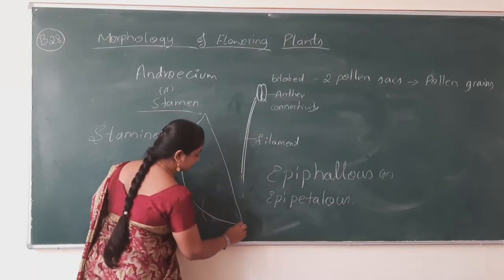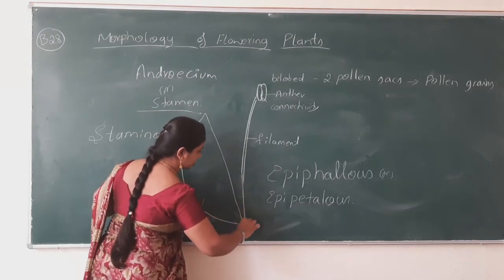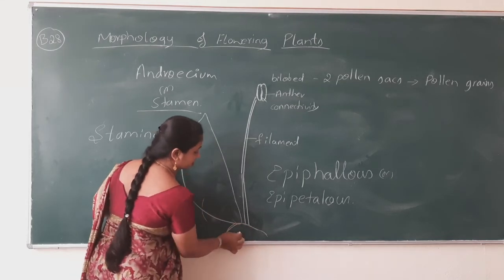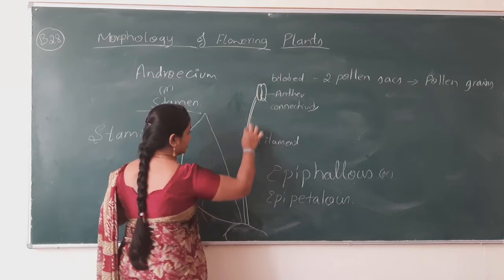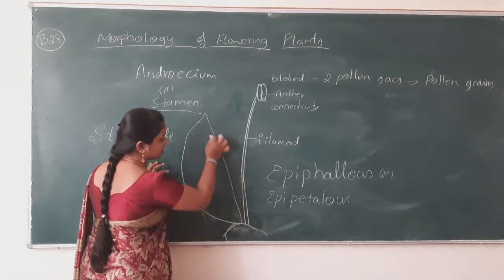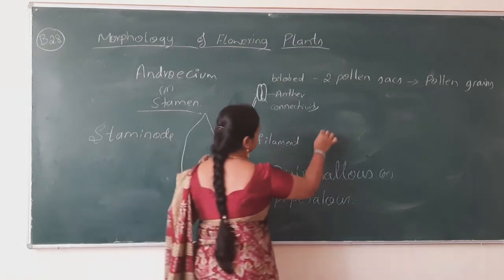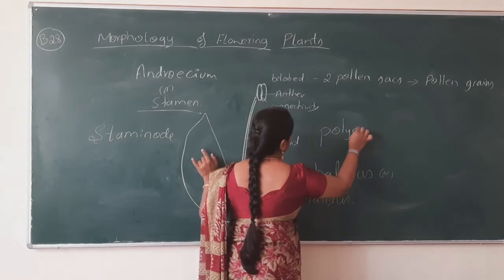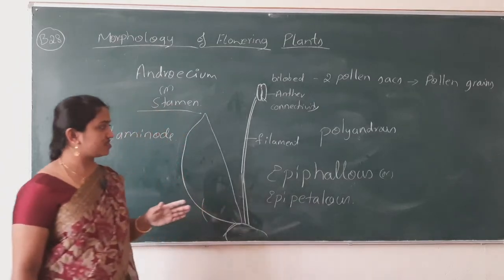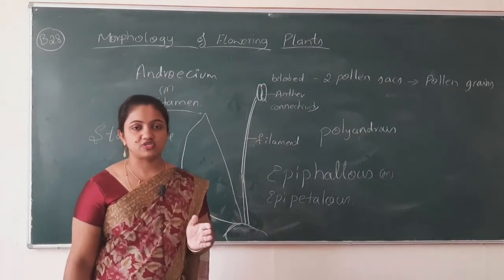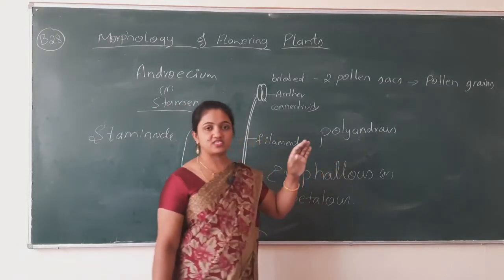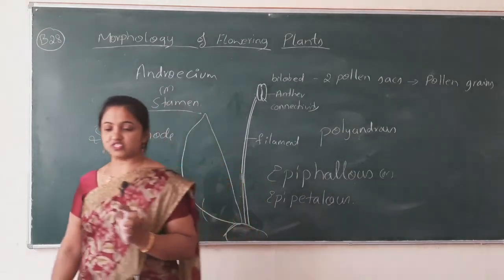means the petals will be here and the stamens arise from the thalamus. Consider this is the thalamus or receptacle. From the receptacle the stamens are produced and they do not attach to the petal. This type of flower is known as polyandrous. Epipetalous means the stamens get attached to the petal. Polyandrous means the stamens are free in position.